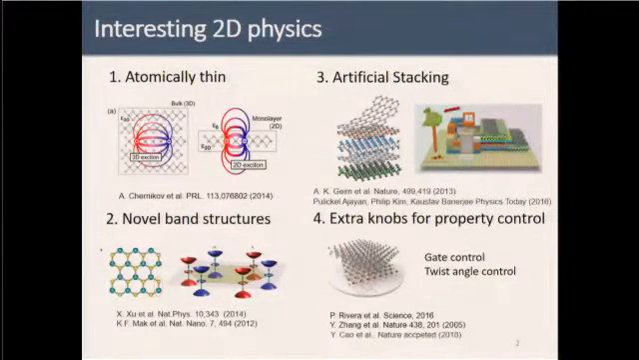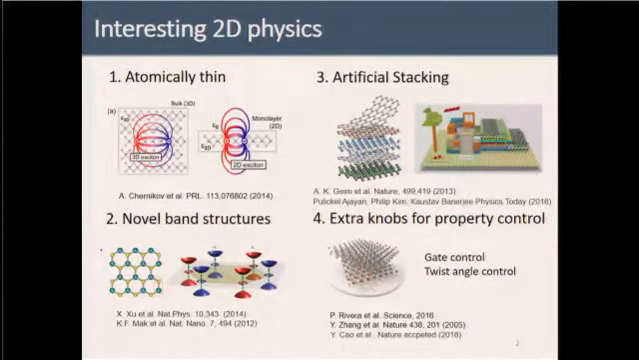So I have been working recently with these 2D materials, and this is really a big community, and there is quite a lot of interesting 2D physics. Here I'm just trying to list a few. For example, we have these van der Waals crystals, and because their interlayer bonding energy is small, they can be easily exfoliated to atomically thin layers. And that leads to some interesting phenomena.